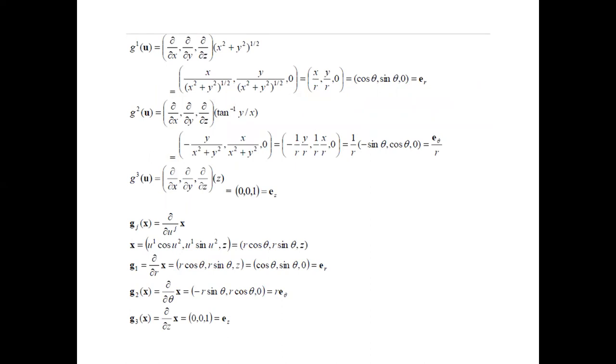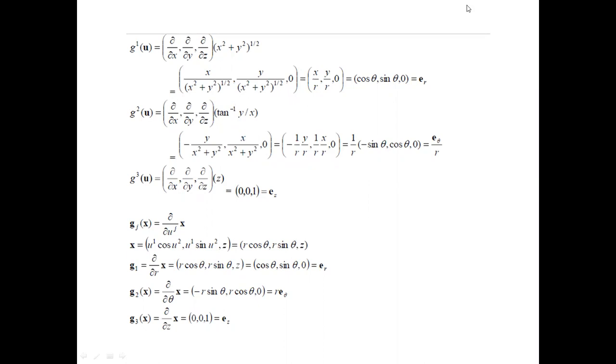g1 of u is ∂/∂x, ∂/∂y, ∂/∂z of (x² + y²)^(1/2). If you carry that out, you arrive at x over r, y over r, 0, which is cos θ, sin θ, 0, which is e_r. g2 of u is ∂/∂x, ∂/∂y, ∂/∂z of arctan(y/x), which will give you −1/r (y/r), 1/r (x/r), 0, which is 1/r times −sin θ, cos θ, 0, which is e_θ over r. g3 of u is ∂/∂x, ∂/∂y, ∂/∂z of z, which is 0, 0, 1, which is e_z.